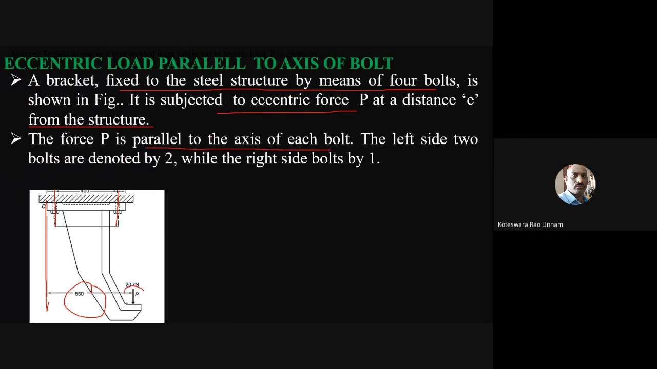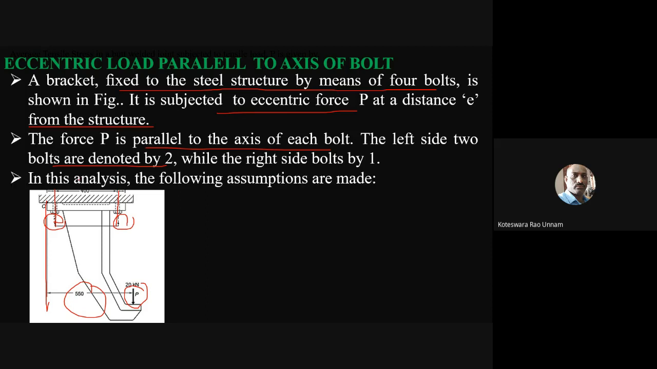Like we already discussed, here this load is perpendicular to the bolt axis. The two bolts on the left side are denoted by 2. On the right side, they are denoted by 1. Now, similar to the previous analysis, here also we make some assumptions.